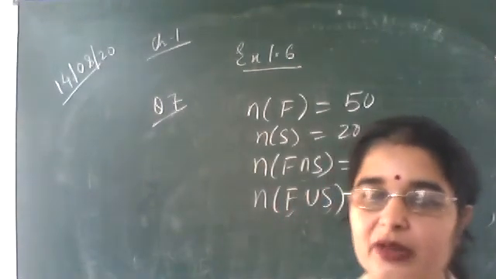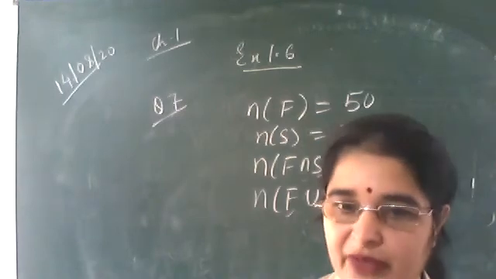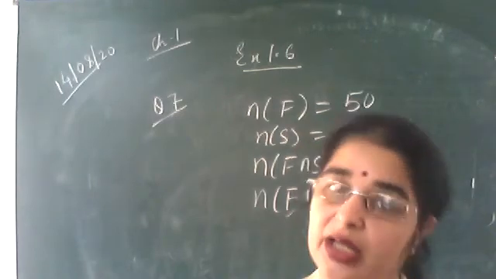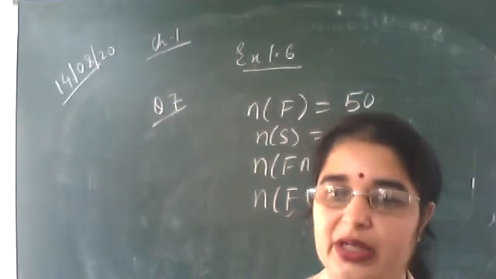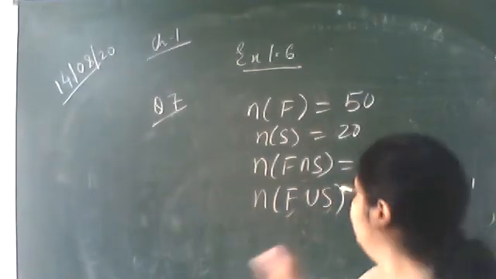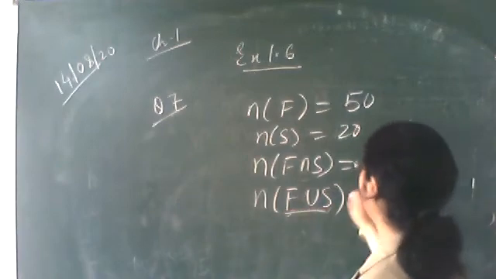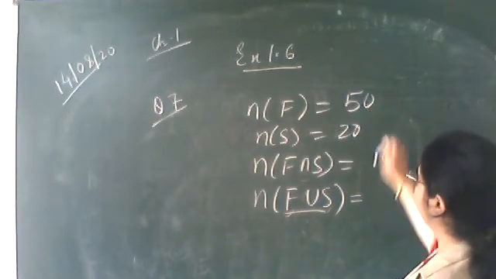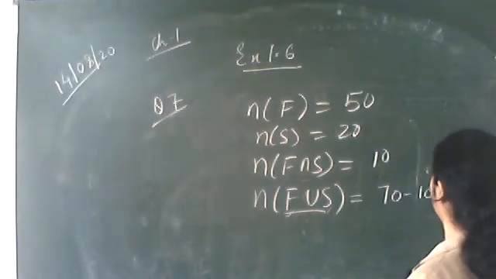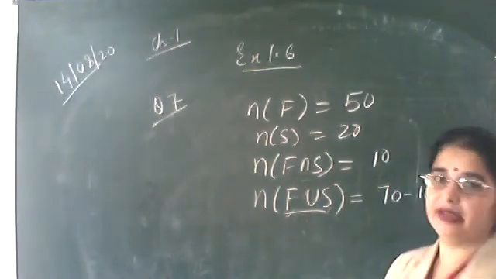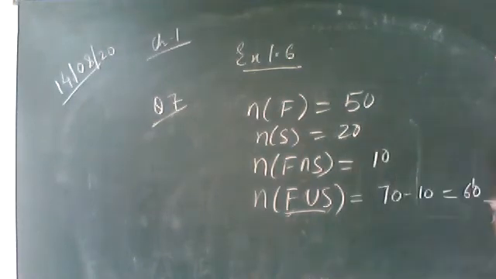At least मतलब क्या होता है? या तो French या फिर Spanish या दोनों also. कम से कम एक. दोनों भी कर सकते हैं. तो पूरा आ जाएगा. Union will come. Now you all know union is equal to what? 50 plus 20, that is 70, minus 10, that is equal to 60. Clear everyone? Okay.